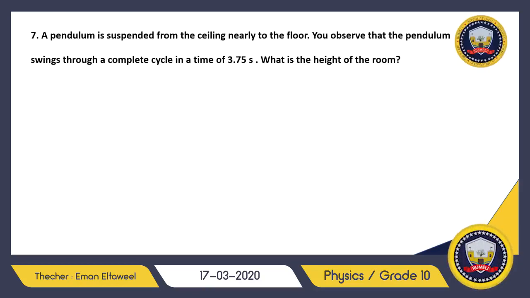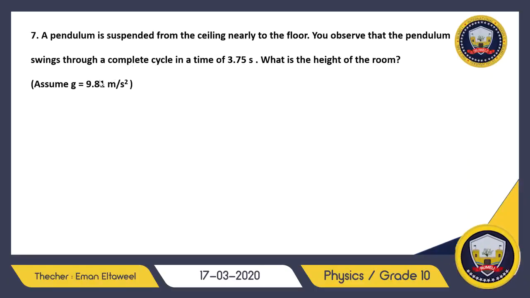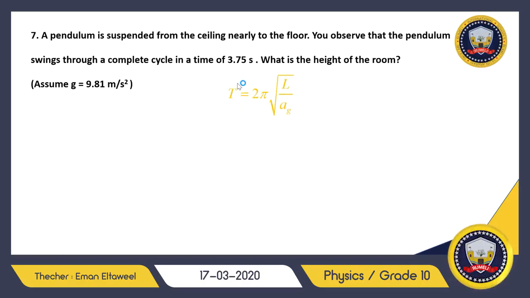Another example. A pendulum is suspended from the ceiling nearly to the floor. You observe that the pendulum swings through a complete cycle in a time of 3.75 seconds. What is the height of the room? Here we are asking about height, L, the other formula of period. And by the way, assuming that g equals 9.81, the free fall acceleration, since we have g and L, and we are asking about L and period, so we're gonna use the other formula, T equals 2 pi square root L over g.